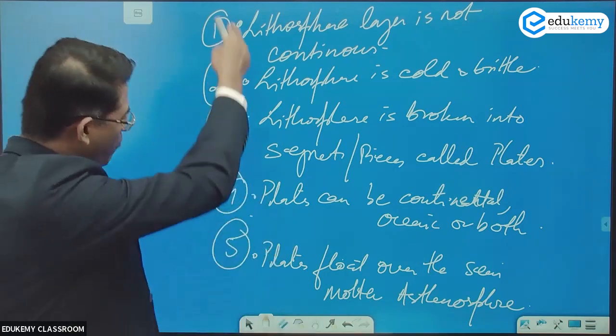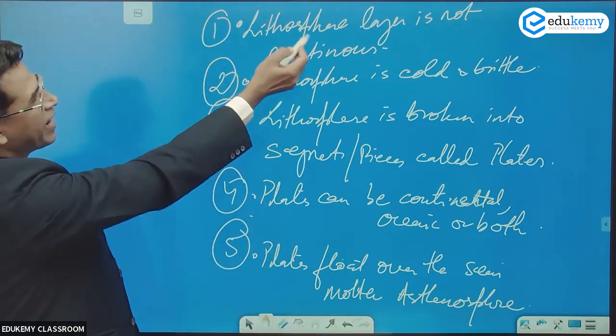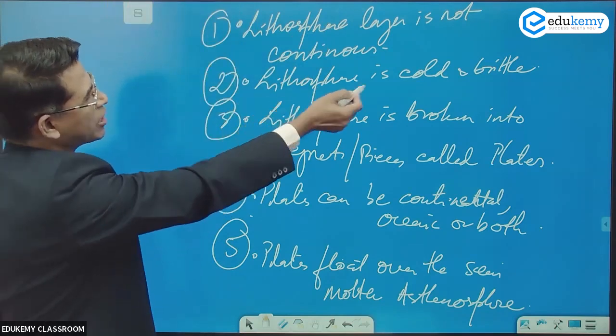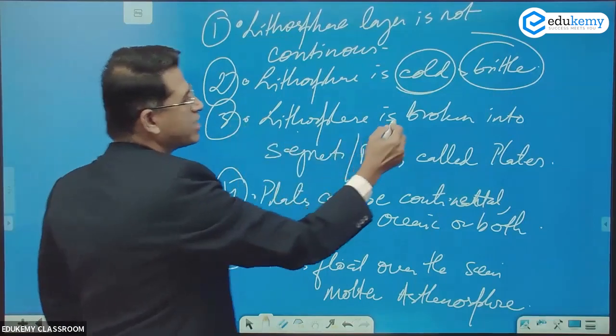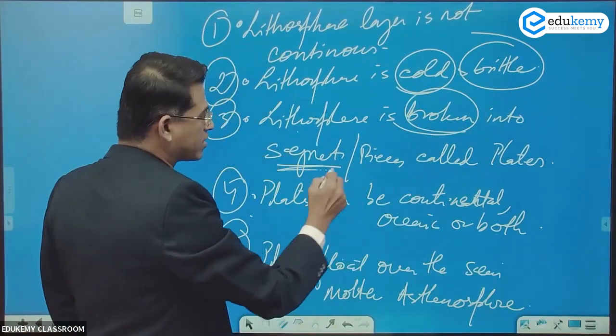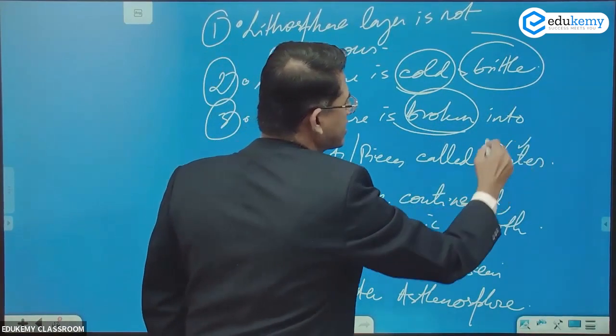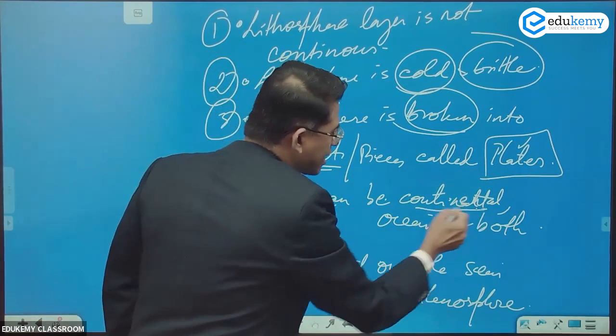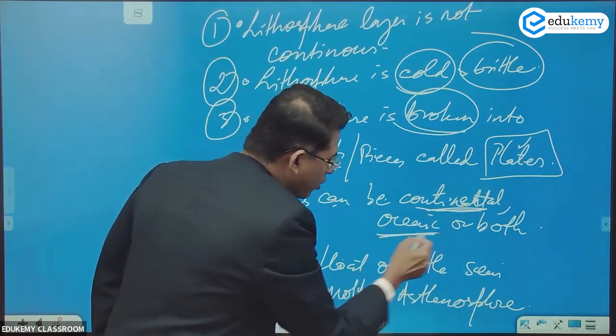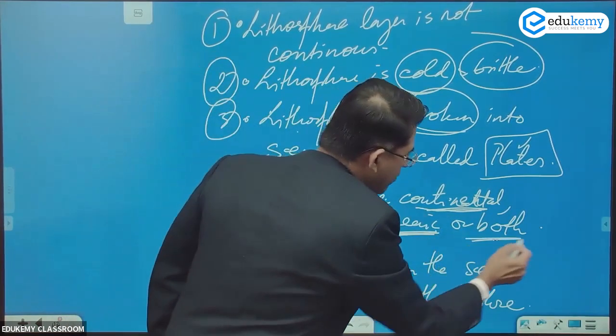Can I move on? Have you written this point? Lithosphere layer is not continuous. Lithosphere is cold and brittle. Lithosphere is broken into segments called plates. The plates can be continental plates. The plate can be oceanic plate. The plate can be both.